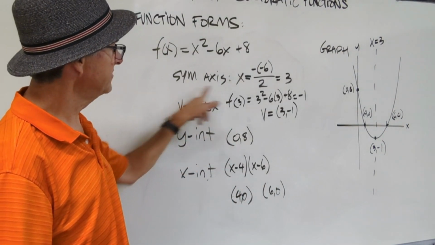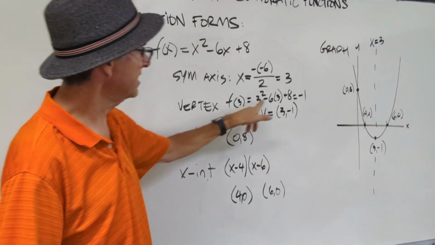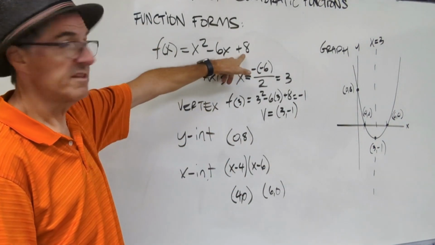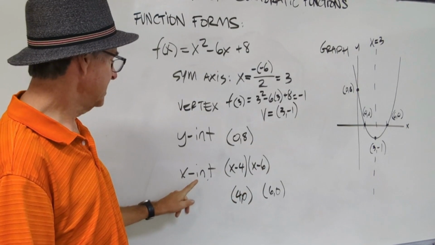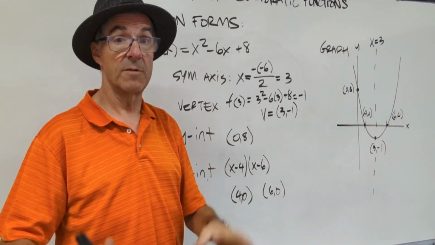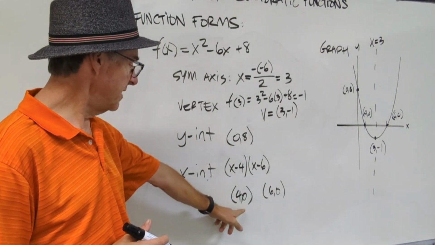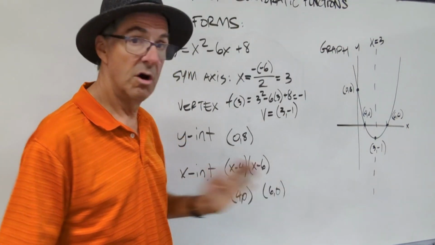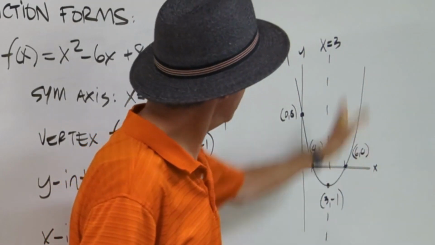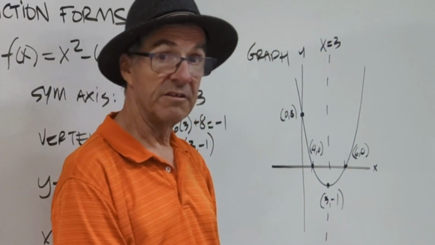So my symmetry axis ends up being x equals 3. Check your math. The vertex, I take my 3, plug it back into my function, do the math. My vertex is (3, -1). My y-intercept I get right out of the function for free, (0, 8). To get the x-intercepts, I solve this function, and I'm doing it by factoring. Remember, you could use the quadratic formula, you could complete the square, or you could graphically do this on your calculator. My 2 x-intercepts are (4, 0) and (6, 0). Moving over here to the graph. Here we go. I've graphed all 4 points I found. I graphed my symmetry axis, and I put them on my graph, and there you go.